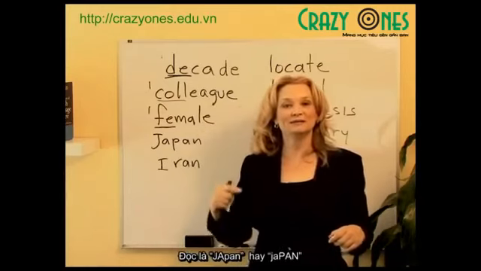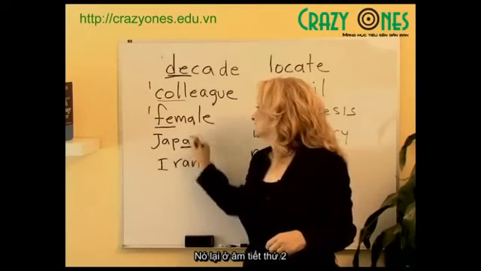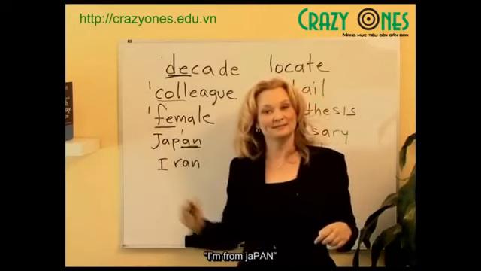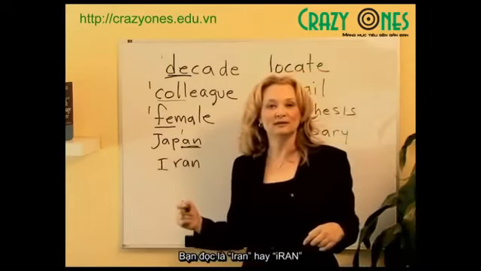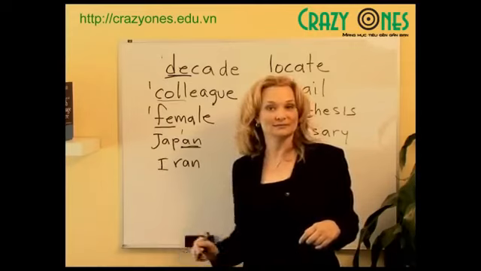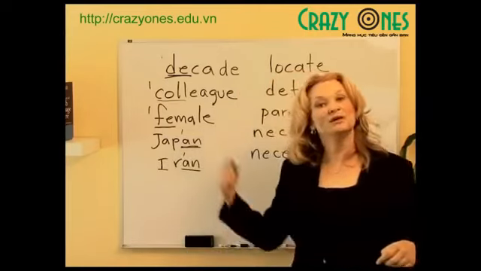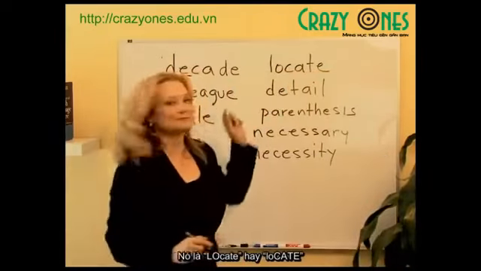Let's look at the next one. Did you say Japan or Japan? In this case, it's the second syllable. I'm from Japan. I'm from Japan. Let's take a look at the next one. Did you say Iran or Iran? It should be the second one. He's from Iran. He's from Iran. Let's look at the next one.